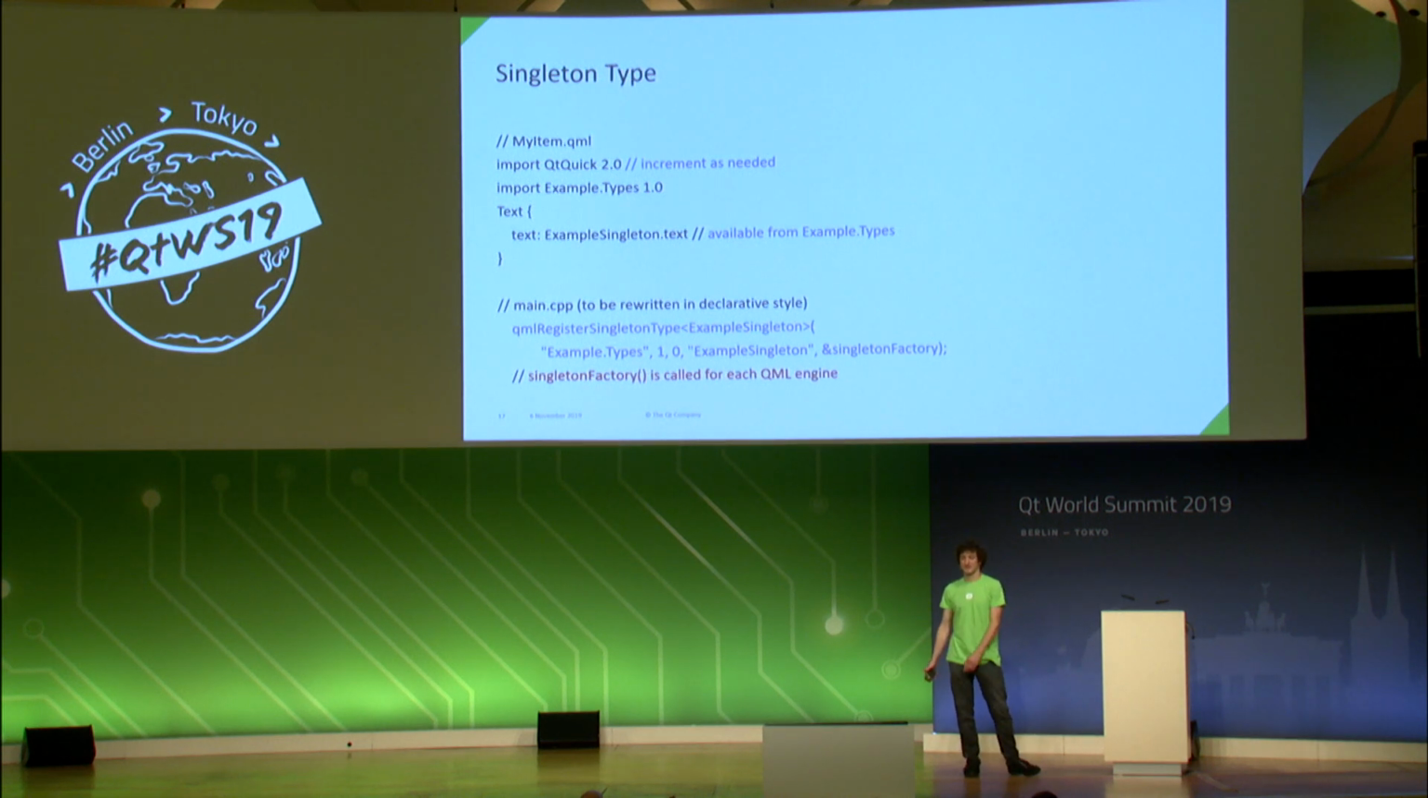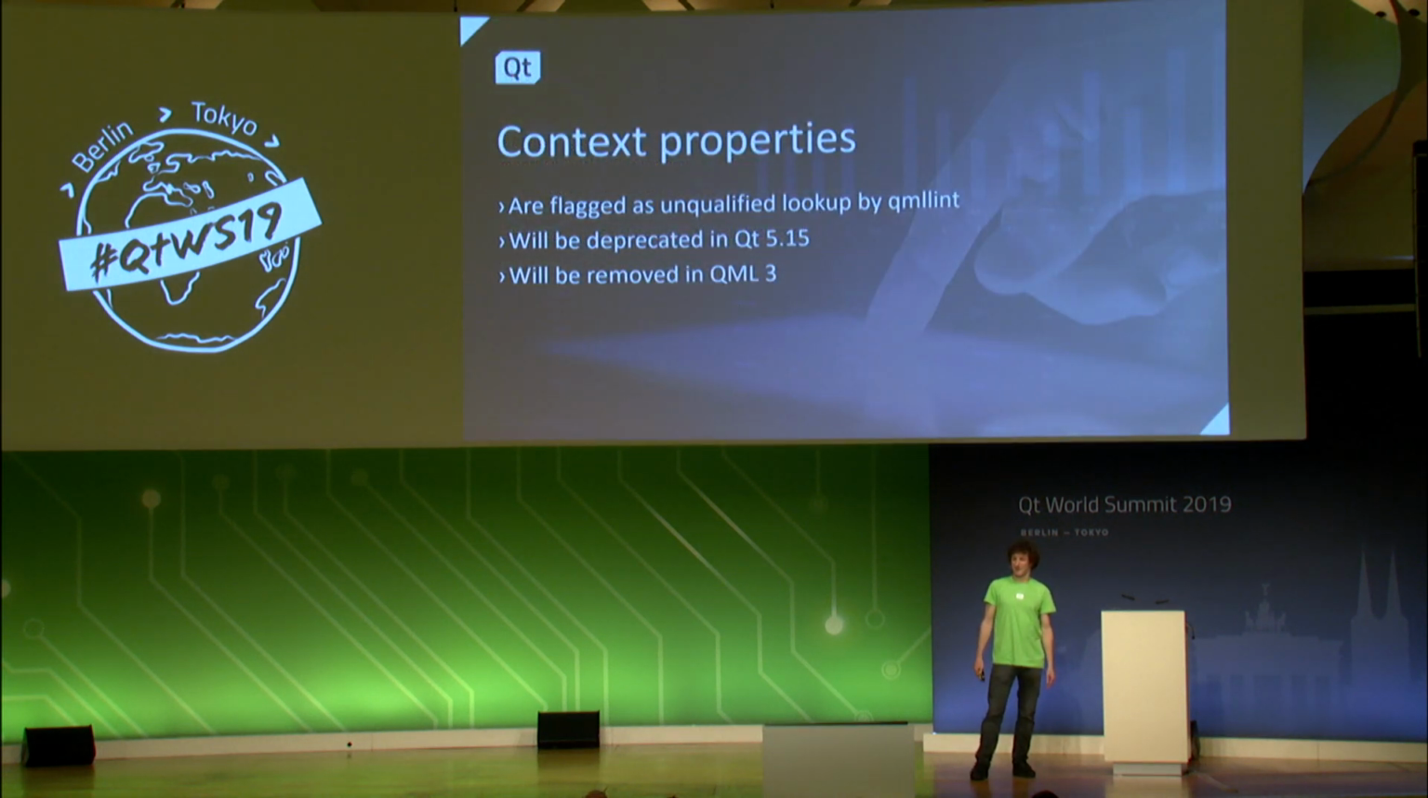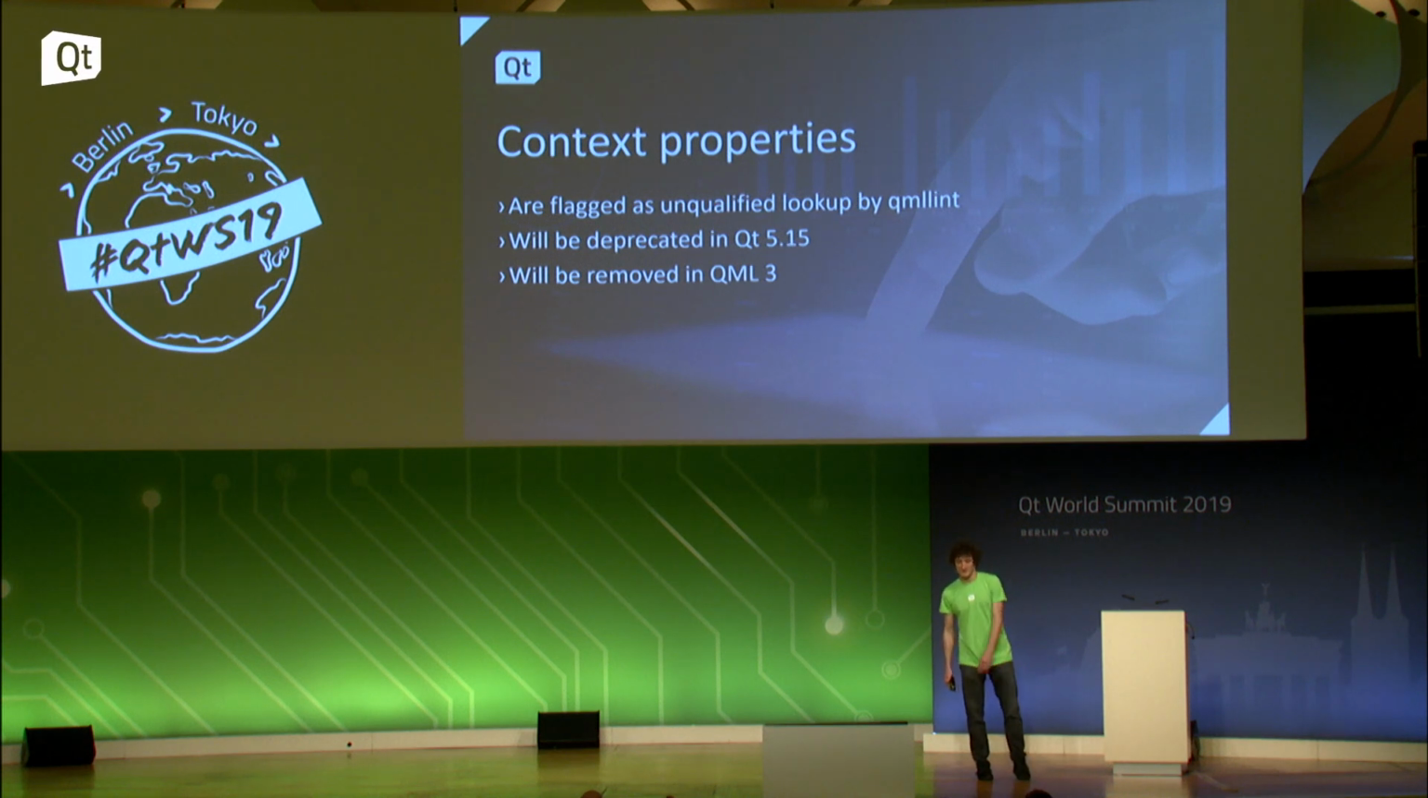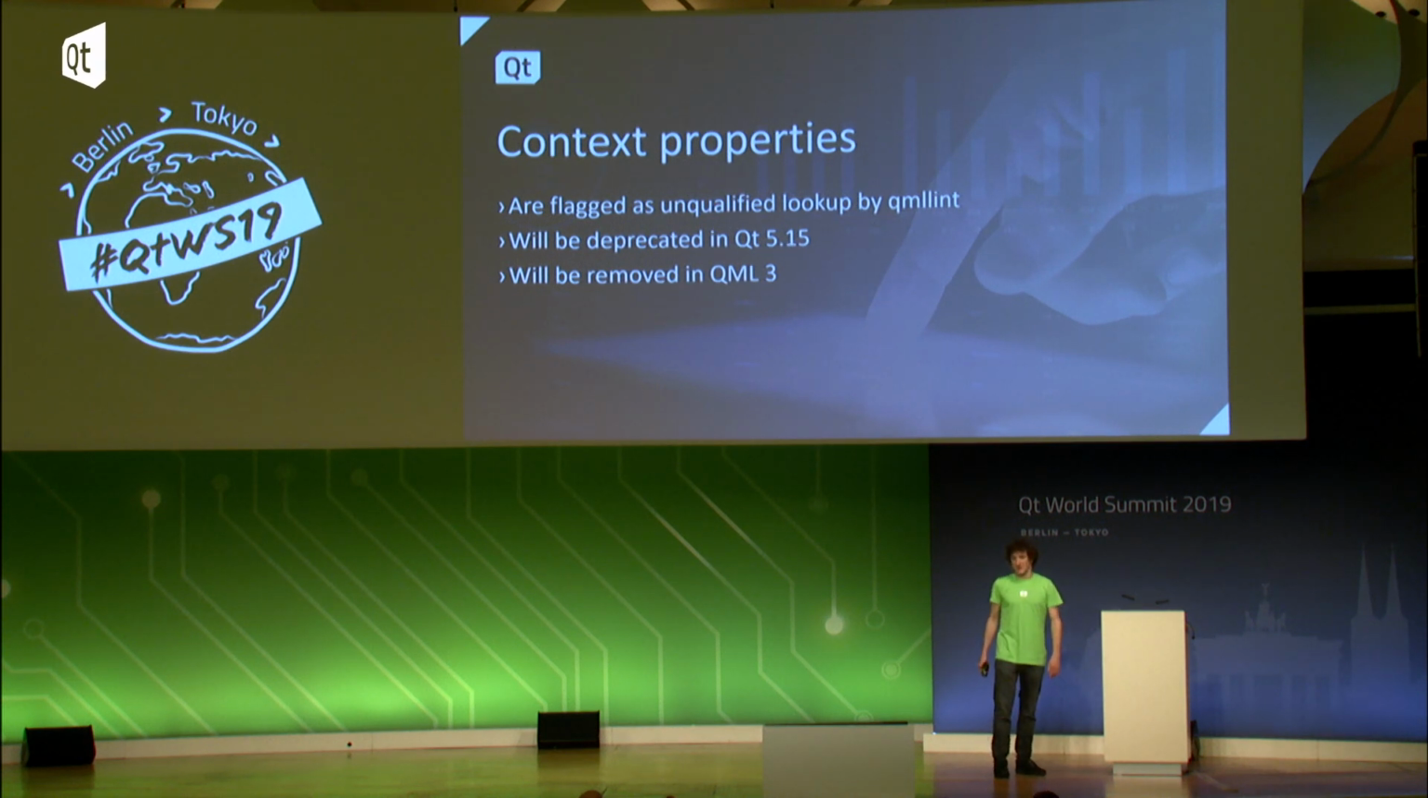Or you register a singleton type. That's the old way of doing that. The factory function will be called for each QML engine, so there will be a separate instance for each engine. You won't run into funny interaction between different engines anymore, but you have to provide the factory function. Otherwise, it's the same. So, context properties are flagged as unqualified lookup by QML-lint, same as regular unqualified lookup, actually. They will also be deprecated in Qt 5.15, and you won't be able to do that in QML 3 anymore.